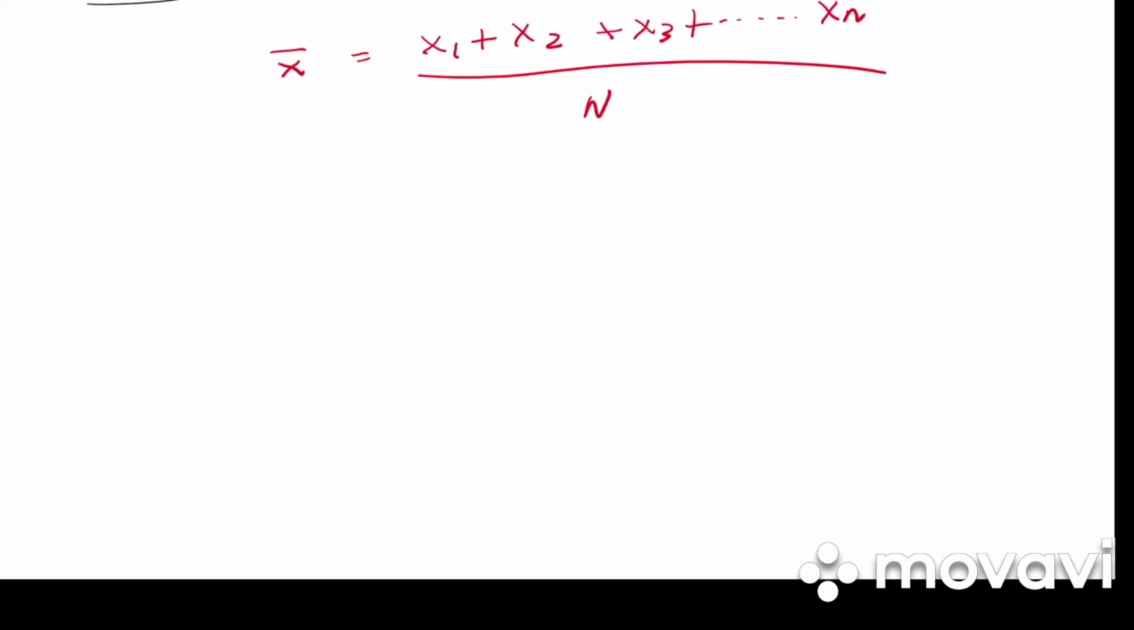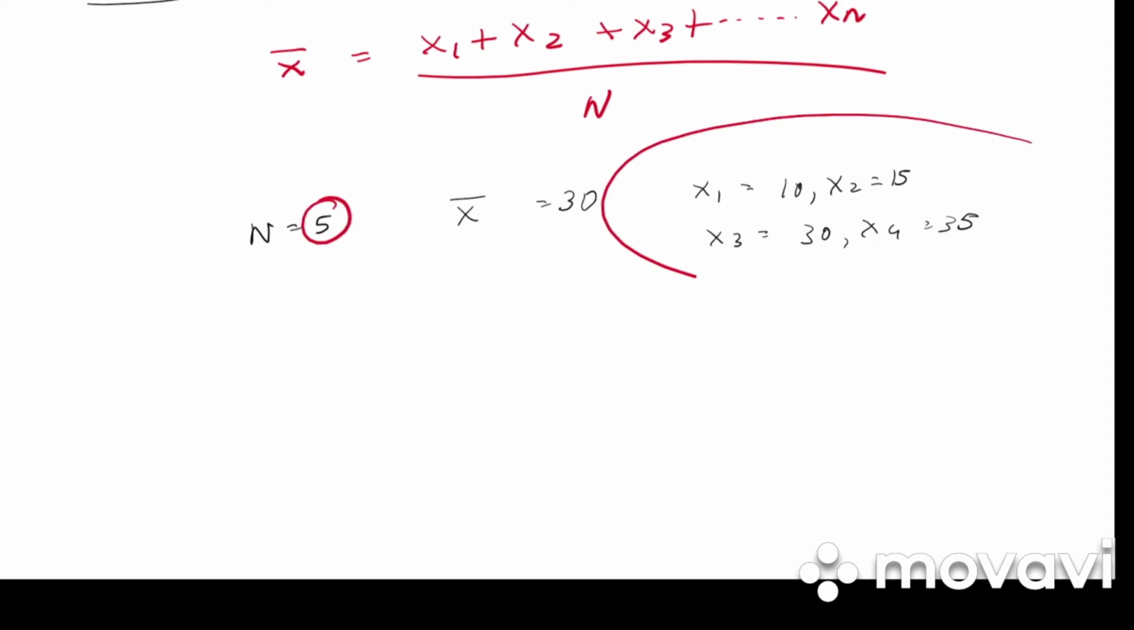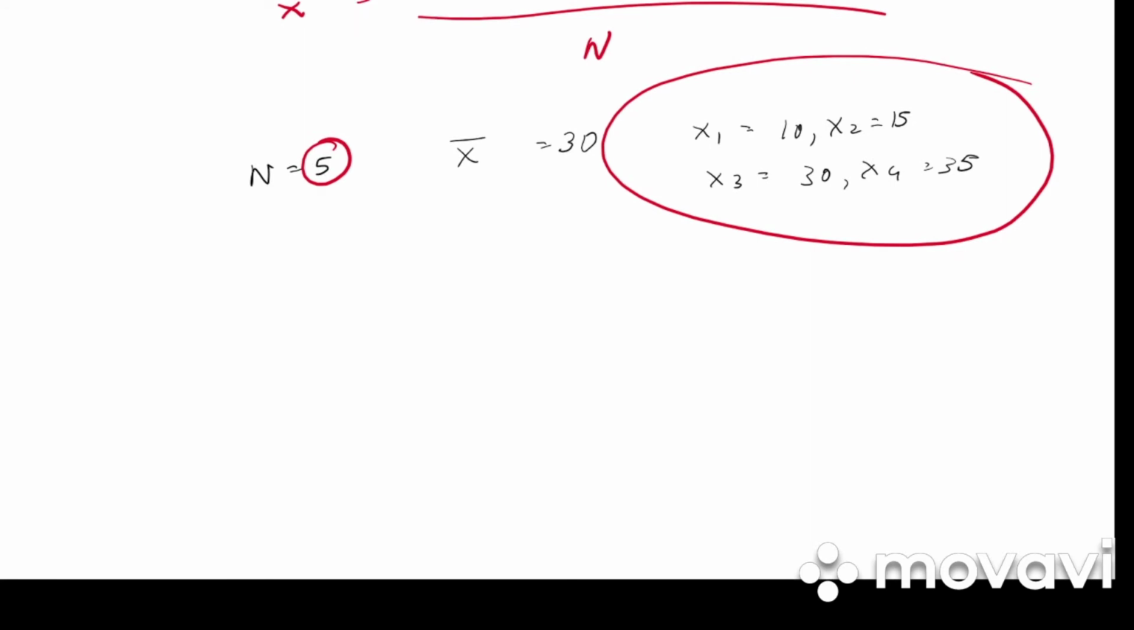So again they have given us an illustration. Suppose a mean of a series of 5 items. So they have given us n is 5. They have given us x bar 30. They have only given us 4 values. x1 is 10, x2 is 15, x3 is 30, x4 is 35. So out of 5 values, they have given us only the value of 4. Find the missing, that is the 5th value of the series.